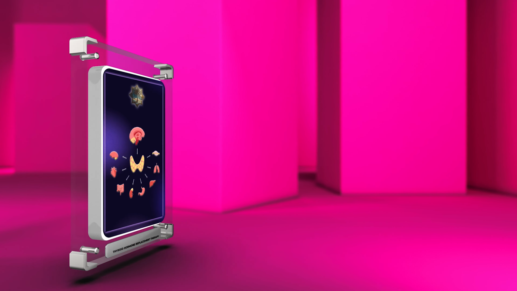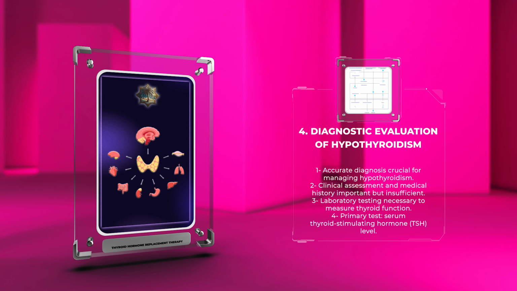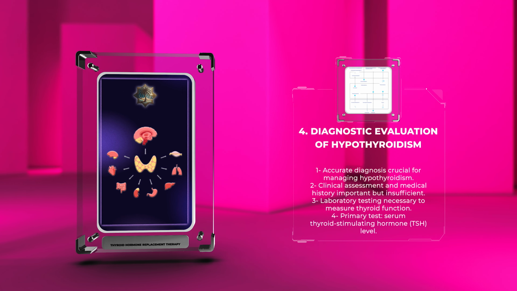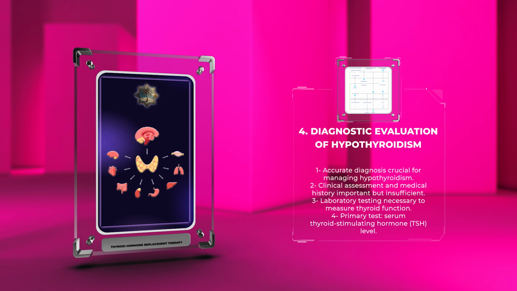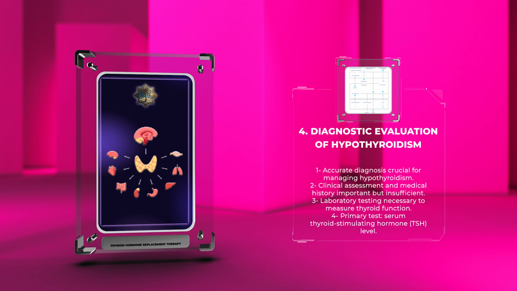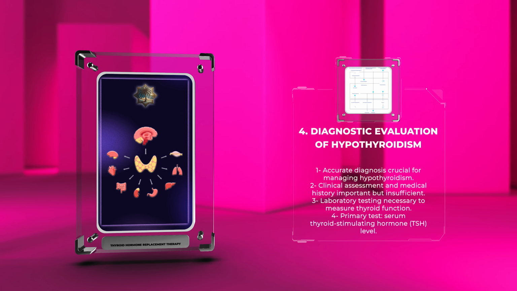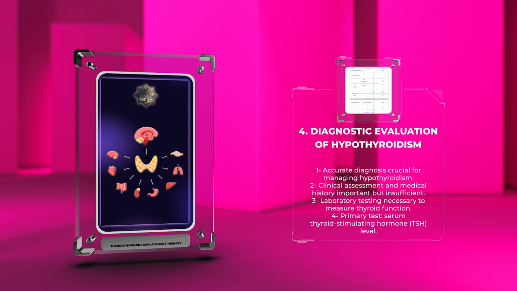Accurate diagnosis is crucial for proper management of hypothyroidism. The diagnostic evaluation begins with a thorough clinical assessment, including a detailed medical history and physical examination. However, clinical features alone are insufficient to confirm the diagnosis. Laboratory testing is necessary to measure thyroid function parameters. The primary laboratory test for assessing thyroid function is the serum thyroid stimulating hormone, TSH, level.